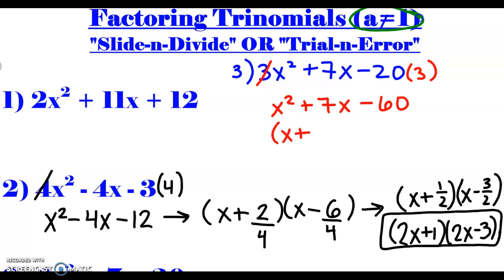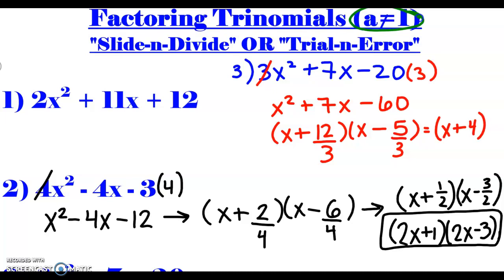So x plus, x minus, because we're multiplying to get a negative. What multiplies to give me negative 60 and adds to give me 7 would be positive 12 and negative 5. Slide and divide. Now we divide by what we slid by, which would be 3. So 12 over 3 becomes x plus 4, and negative 5 over 3 doesn't reduce, so that would be 3x minus 5.